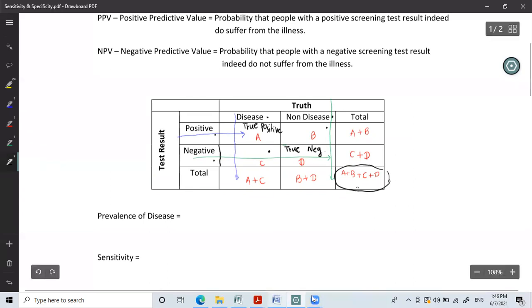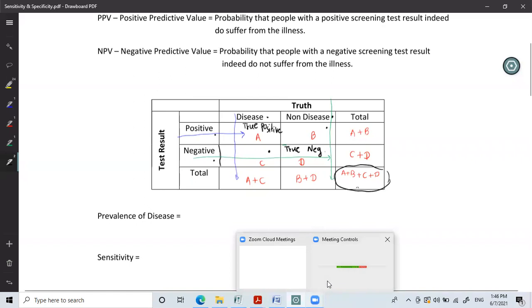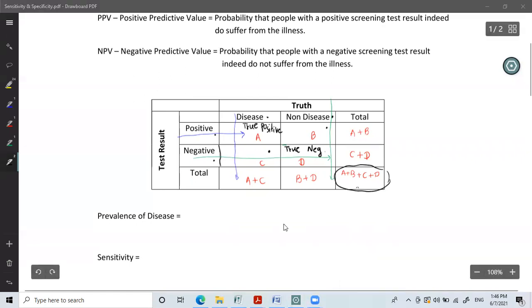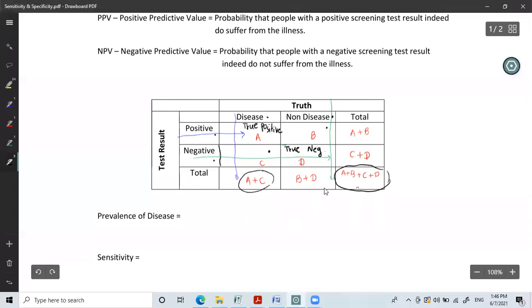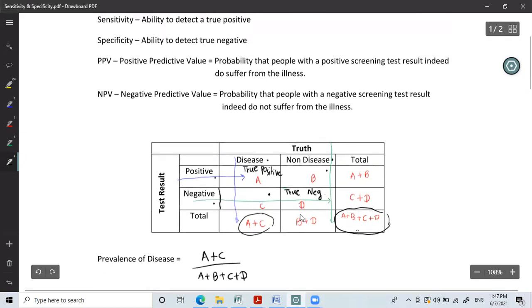I think I got one answer. A plus C, yes. So A plus C is the number of people who are actually suffering from the disease. So the disease prevalence is A plus C out of the total, which is A plus B plus C plus D. So you can easily find that. Now, what is the sensitivity?